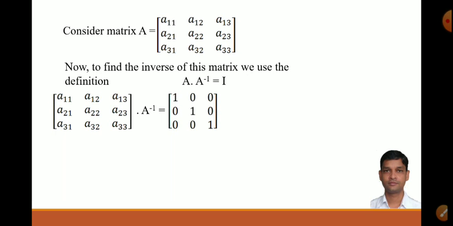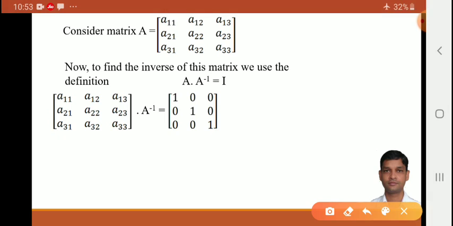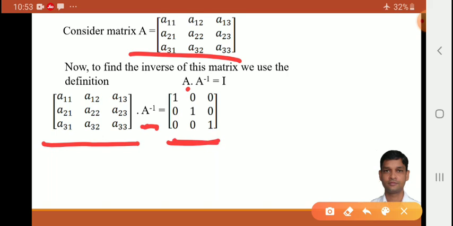Now write the values of A and identity. You don't have A raised to minus 1; that is what we are going to calculate, no? So first write the value of A. This is matrix A. So instead of A, I have written that matrix. Keep A inverse as it is. Now the identity matrix is 1 0 0 0 1 0 0 0 1.